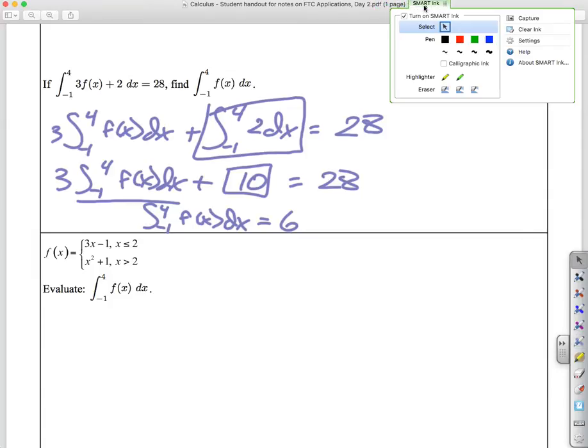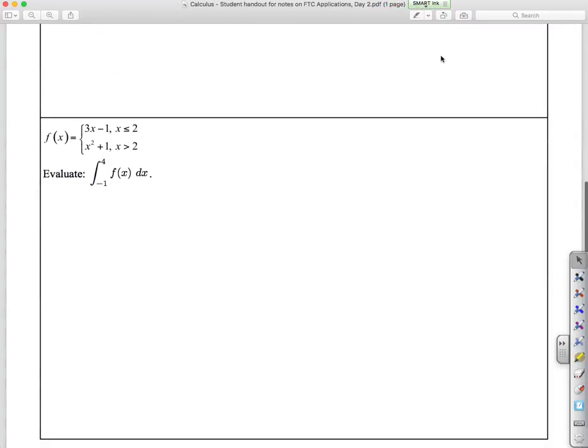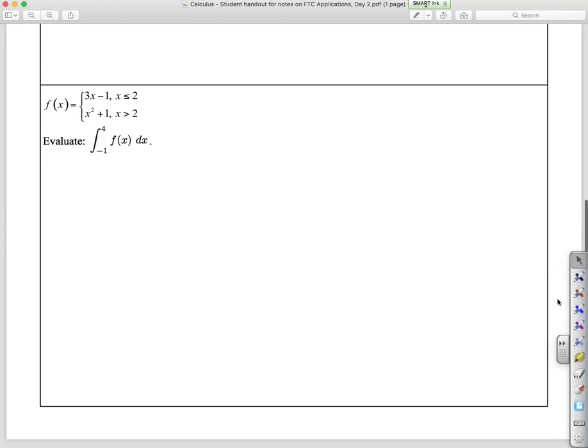Okay, then we have piecewise. Alright, last one on the note sheet, and then we're going to hand out the assignment. We'll do the first one on the assignment together.